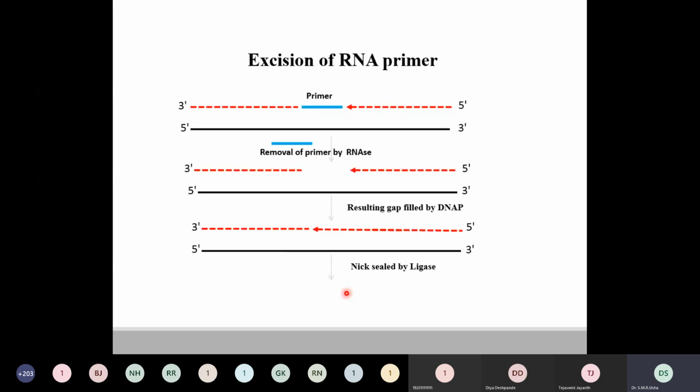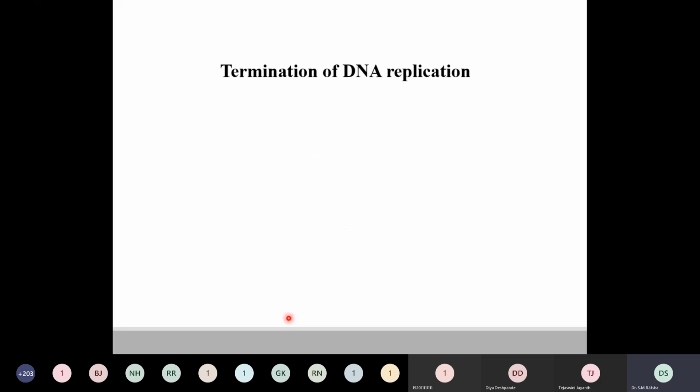a ligase enzyme by formation of a 3',5'-phosphodiester bond. You need not draw all this. What you have to say is, the RNA primers are excised, the gaps are filled by polymerase, and the nick is sealed by ligase. That is all you have to say. You need not draw this diagram. This is for the sake of understanding.